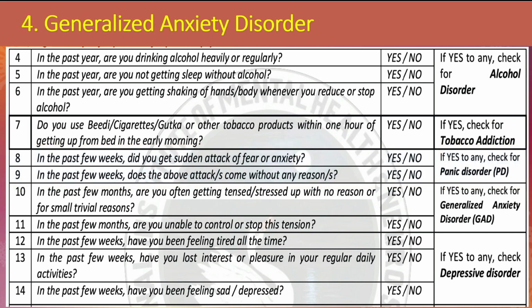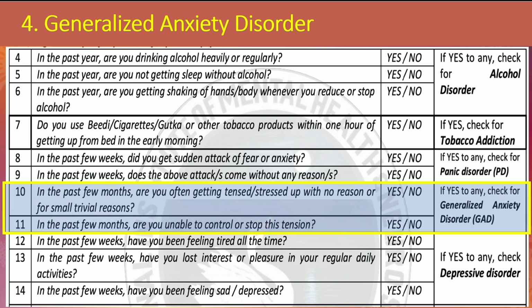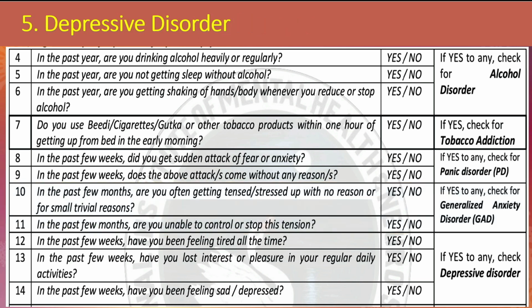Moving to the next, that is generalized anxiety disorder. Questions number 10 and 11. Question number 10: in the past few months, are you often getting tensed or stressed up with no reason or for some small trivial reason? Next, question number 11: in the past few months, are you unable to control or stop this tension? That is generalized anxiety disorder, my friends. If any one of the questions is yes, go to the diagnostic criteria.